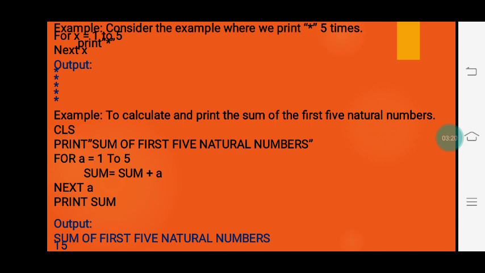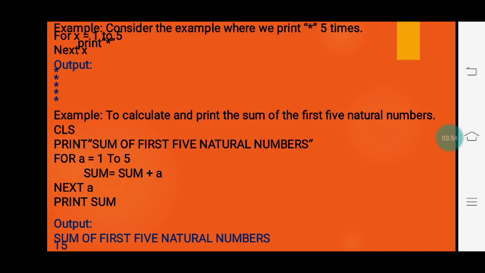The control variable x starts with the initial value 1. The statement inside the loop will execute, and when the program encounters next x, the value of x is increased by 1 and then it becomes 2. In this way, the loop gets executed till x is equal to 5. So this is the example for printing star 5 times.